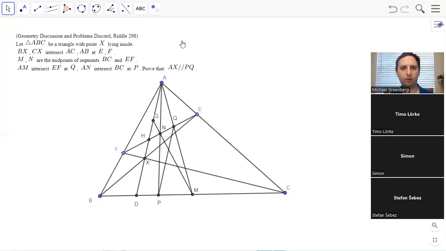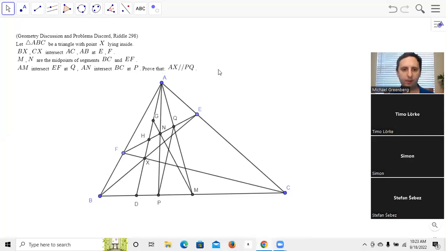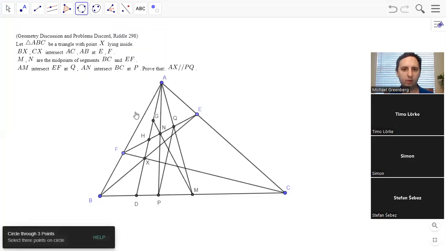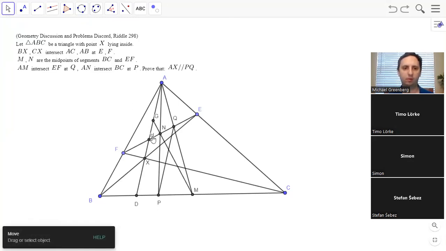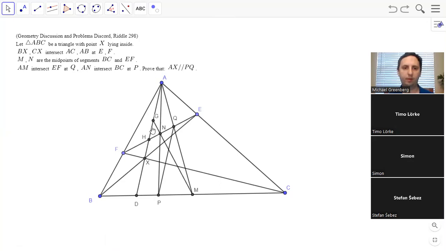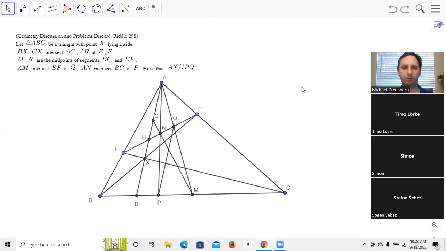Let me check the chat. NQMP is cyclic. Is it? I am not sure. No. Because it would only be cyclic, I think, if EF was anti-parallel to BC, but we don't know that. Yeah, I think if AEF was similar to ACB, then that would be true, but it's not necessarily true.